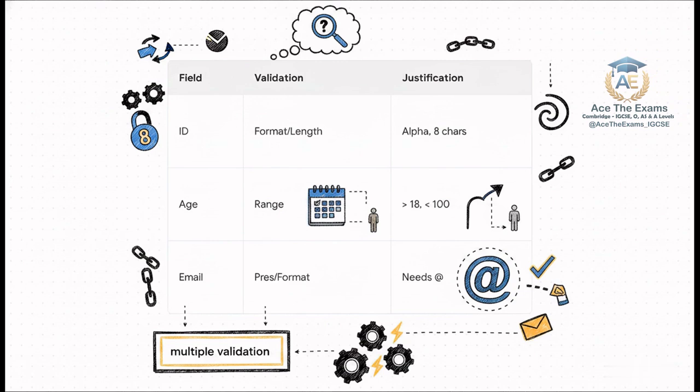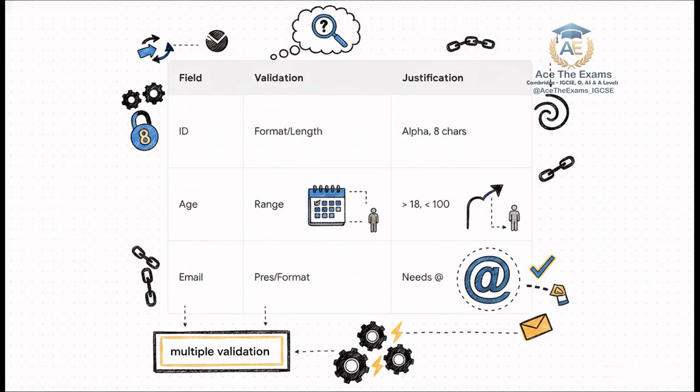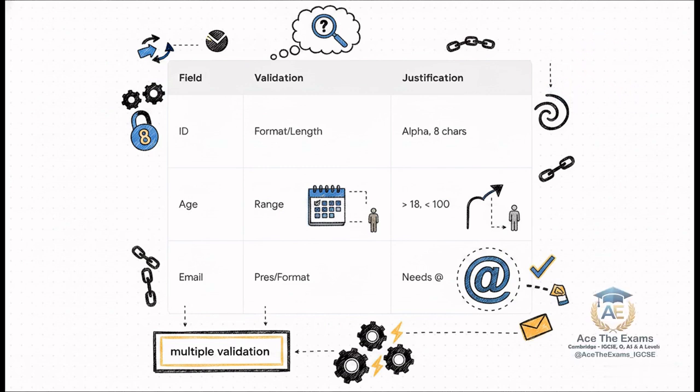Now, if you immediately recognize the specific limitations and assumptions for each of these fields, congratulations, you are thinking exactly like an examiner. You notice the key trend here. A single data field very often requires multiple overlapping validation methods to actually be secure. An email format check is completely useless if the system allows the user to just leave the field blank, right? Hence the absolute need for a presence check alongside it. That's the analytical depth you need.